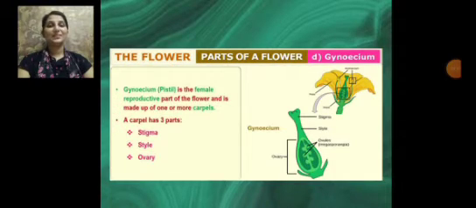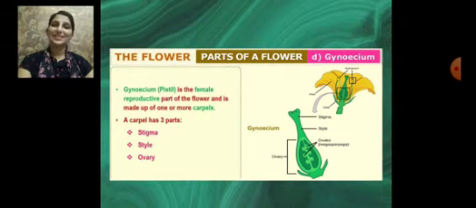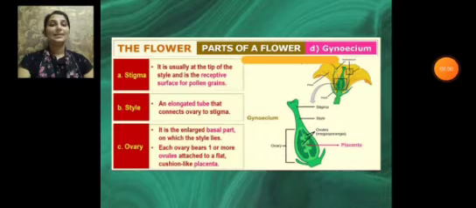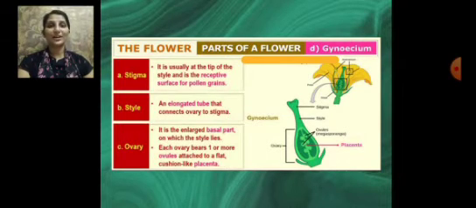The gynoecium is otherwise called the pistil. It is the female reproductive part of a flower, and this gynoecium can have one or more carpels. Each carpel is made up of three parts: the stigma, style, and ovary. The stigma is the tip of the style, and it is the receptive part which receives the pollen grains. The style is a long tube-like structure which connects the stigma to the ovary, and the ovary is the enlarged basal part on which the style attaches.